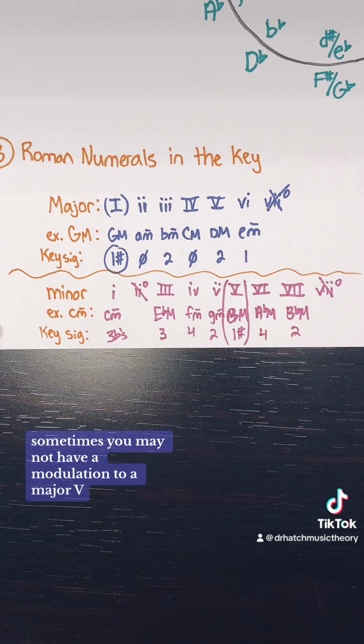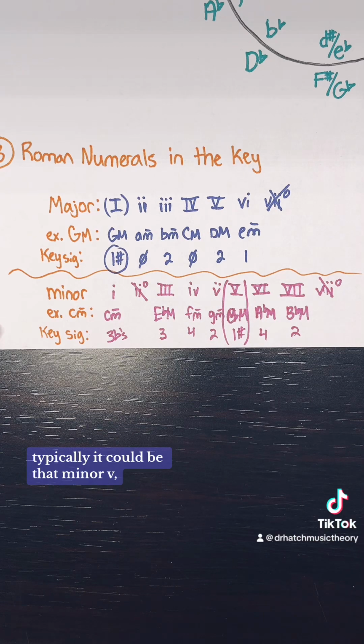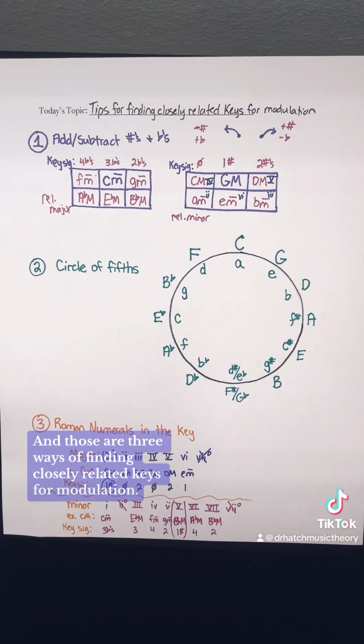Sometimes you may not have a modulation to a major 5. Typically it could be that minor 5, which is okay. And those are 3 ways of finding closely related keys for modulation.